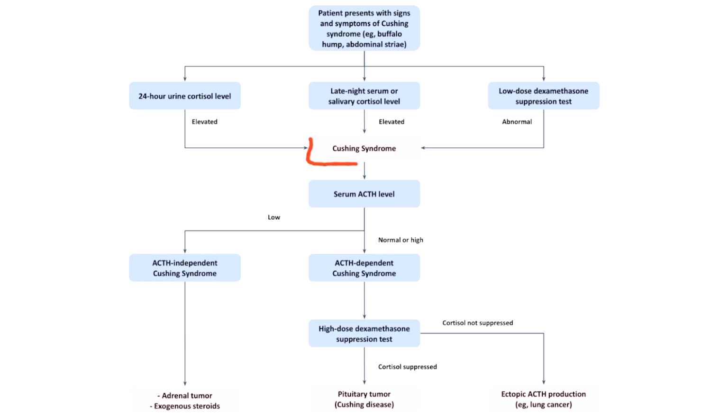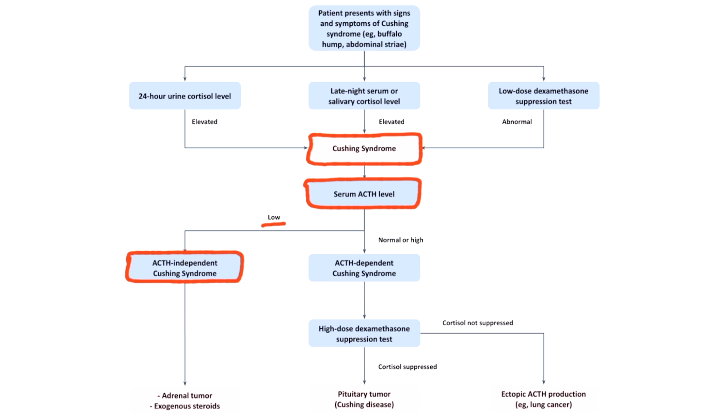Once the diagnosis of Cushing syndrome is established, clinicians should obtain a serum ACTH level to further delineate the most likely etiology. If the serum ACTH level is low, that means the patient has an ACTH-independent form of Cushing syndrome. In this category, the likely etiologies are an adrenal tumor or use of exogenous glucocorticoids. If the serum ACTH level is normal or high, on the other hand, the patient has an ACTH-dependent form of Cushing syndrome, which means the high levels of systemic cortisol are a result of high levels of ACTH.